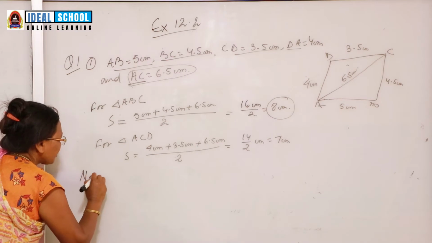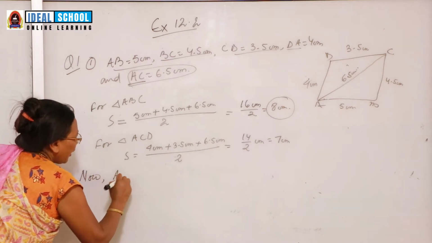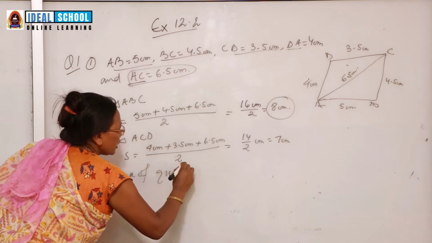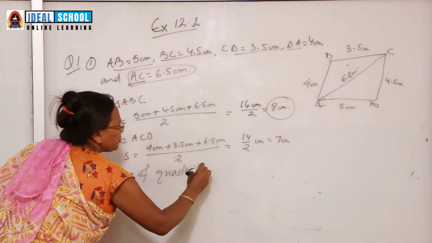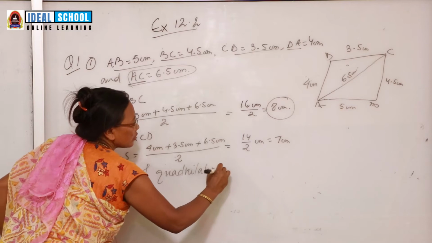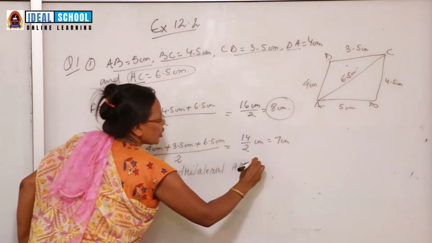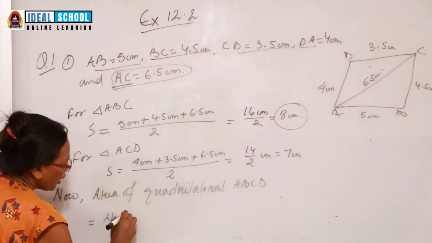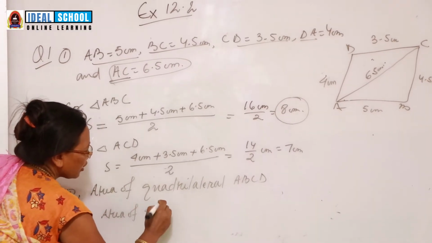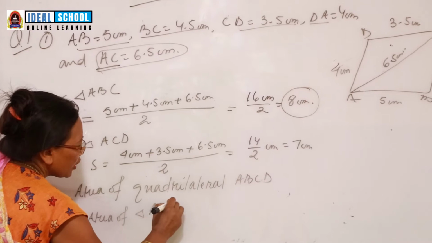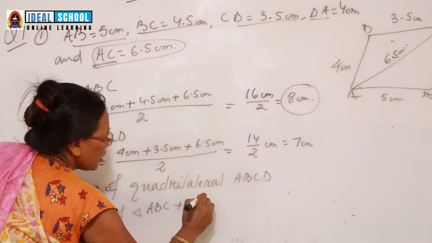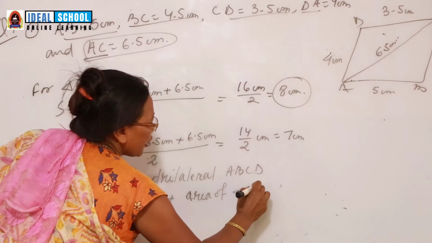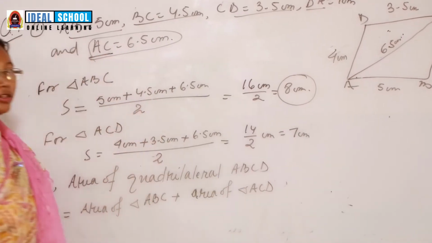Now, the area of quadrilateral ABCD is equal to the area of triangle ABC plus the area of triangle ACD.